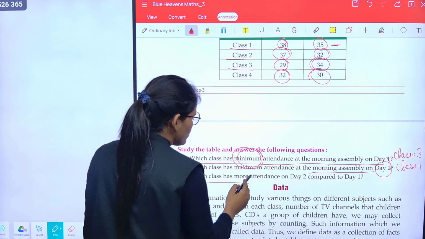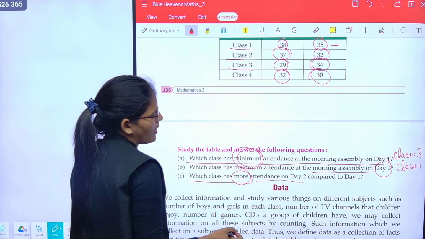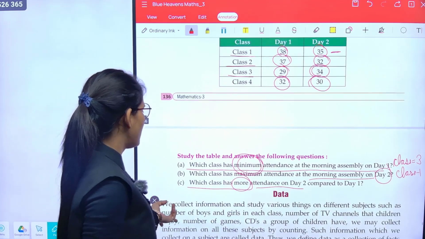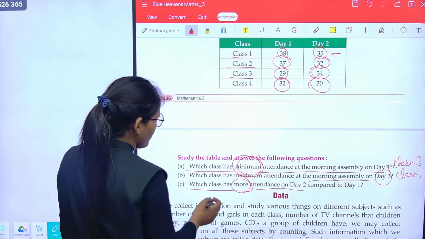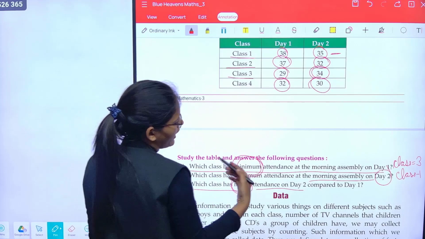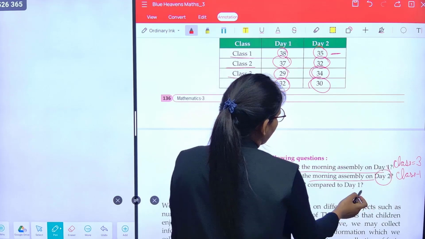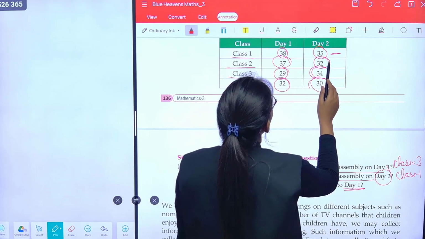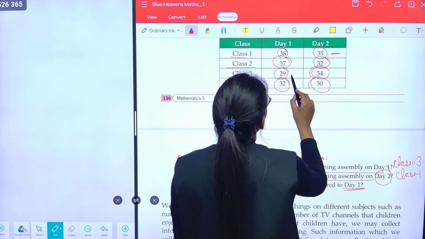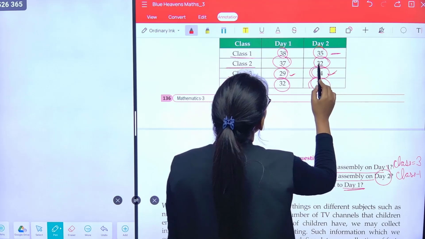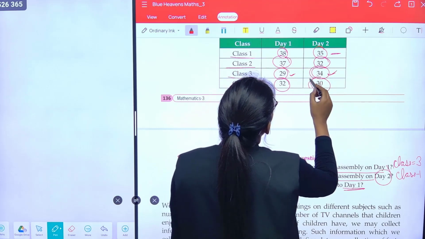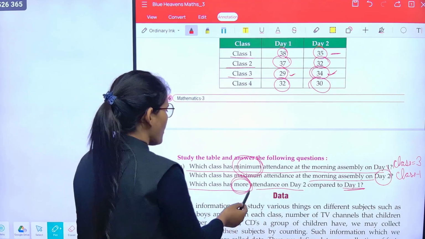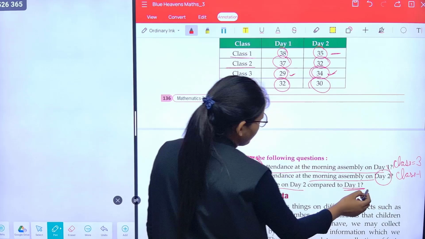Now, which class has 2 more attendance on day 2 compared to day 1? Which class has more attendance on day 2? Compare किससे करना है हम day 1 से? More attendance on day 2. Like यहाँ पर 29 आए थे, यहाँ पर 34, and here is which? So, class third.